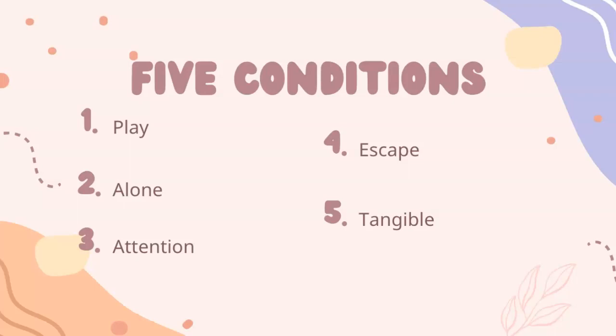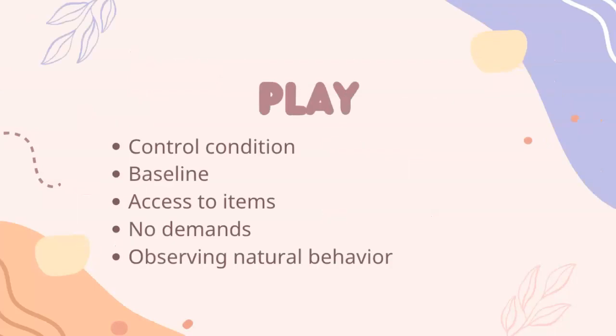So first, we will start with play. The play condition is also known as the control condition. This will serve as our baseline. During this phase, the environment is set up to be highly reinforcing and engaging for the client. Therefore, the client will have access to all items. There are no demands or interactions imposed on the client. We're simply observing their natural behavior in a relaxed setting.